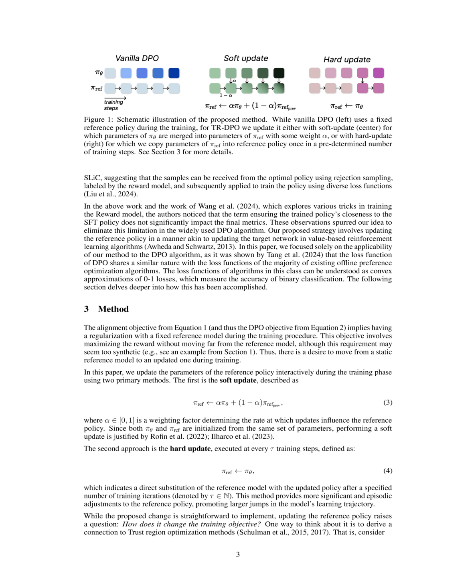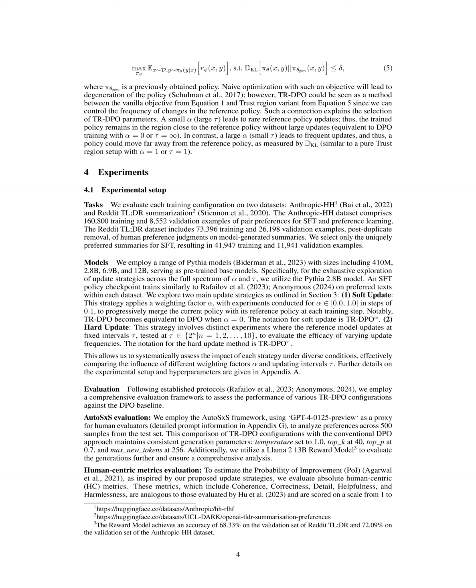2. Hard update. In contrast, the hard update method involves directly substituting the reference model with the updated policy after a specified number of training iterations, denoted by tau. This approach leads to more significant and episodic adjustments to the reference policy, promoting larger jumps in the model's learning trajectory.